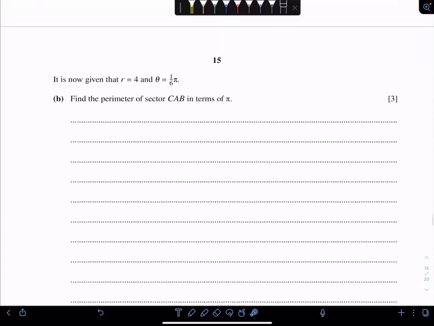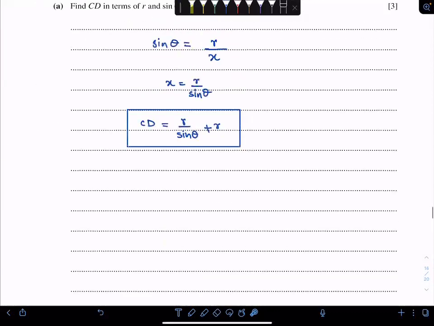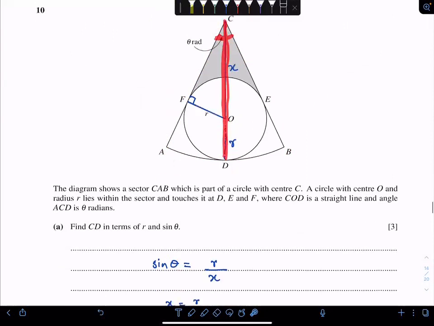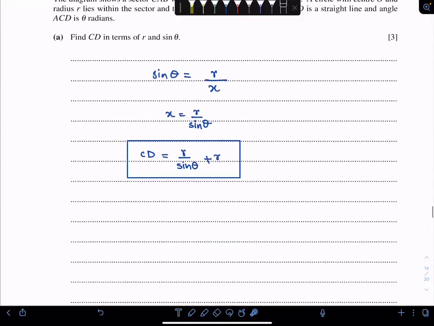It is now given that R is equal to 4 and theta is equal to 5/6. Find the perimeter of sector CAB in terms of pi. So we have to find the CAB perimeter. Theta is 5/6, so we need double theta. Multiply by 2, it will become 5/3. And this whole distance is equal to R by sine theta plus R.